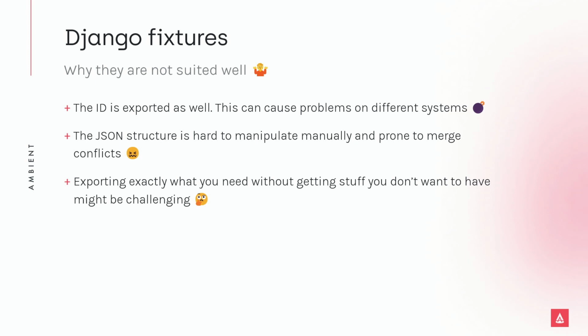And this will export the ID as well, because there are all records in the database, and I don't need the ID, I don't want the ID. The JSON structure is kind of hard to manipulate, and it's very, very prone to merge conflicts, believe me. And it's really hard to fix them, because you always need this importing, exporting crap. Oh, sorry. Yeah. So this is kind of hard.